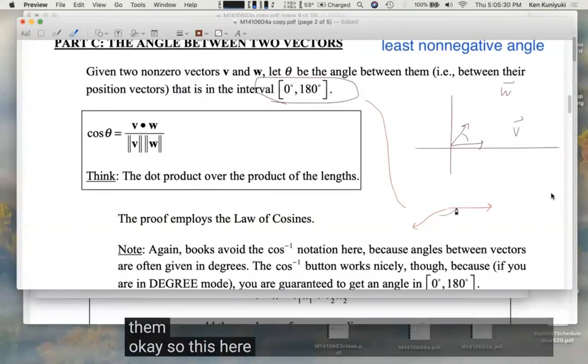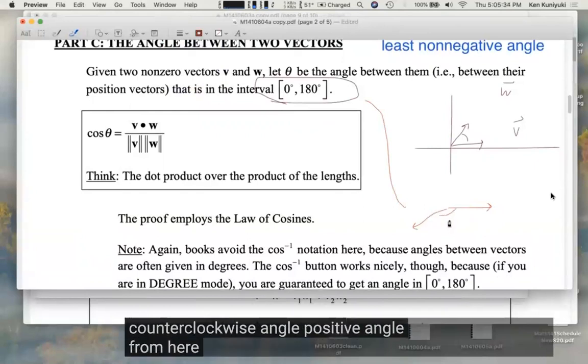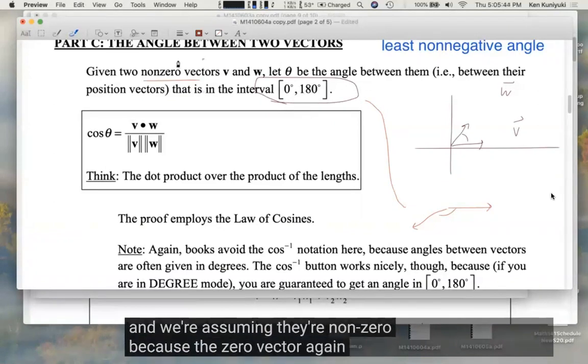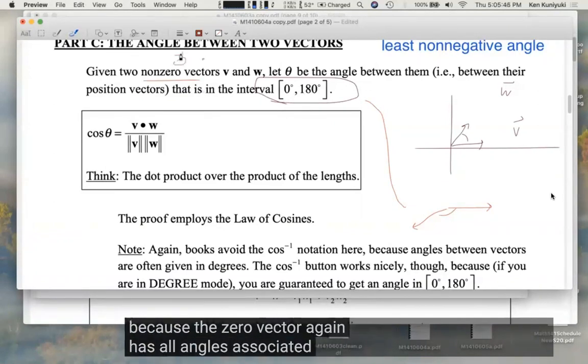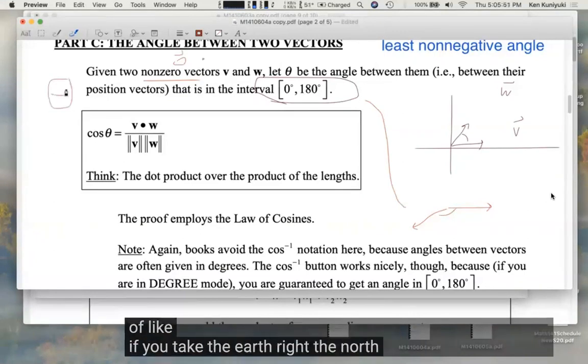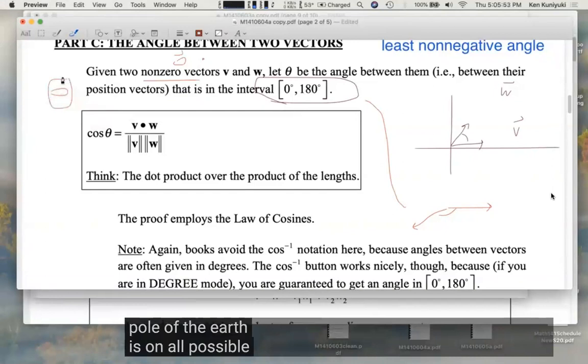Okay, so this here, we take this counterclockwise angle, positive angle, from here to here. In that sense, the angle between two vectors can always be said to be between 0 degrees and 180 degrees. And we're assuming they're non-zero, because the zero vector, again, has all angles associated with it. Kind of like if you take the Earth, right? The North Pole of the Earth is on all possible longitude lines.